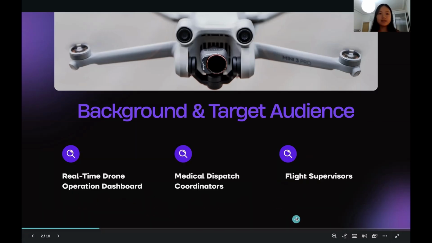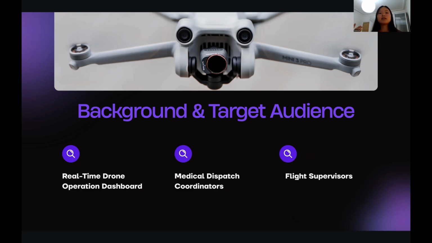Secondly, the flight supervisors are safety officers responsible for ensuring regulatory compliance. They must track all the active drone locations simultaneously, confirm flight, avoid restricted zones, and respond immediately to environmental hazards like sudden precipitation and strong wind.